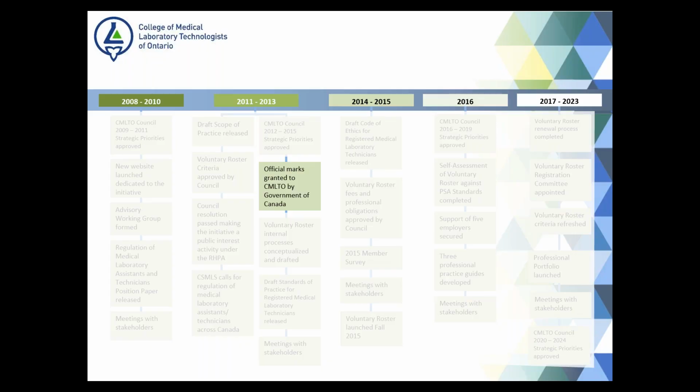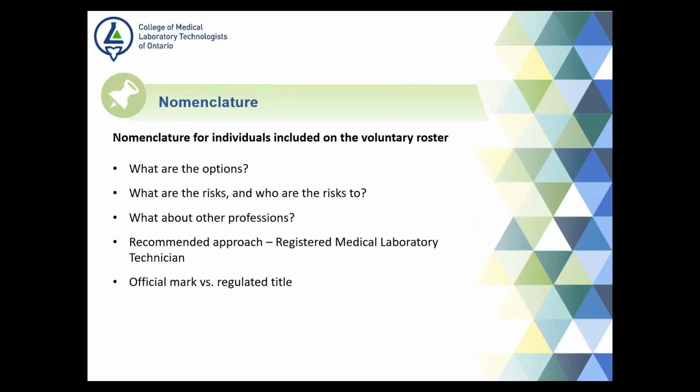So what the college did was it applied to the Government of Canada for official marks to be granted. Some of the questions that were posed at the time are, what are the options? What are the risks of calling folks assistants versus technicians? What was happening in other professions, for example, in the pharmacy profession, where pharmacy assistants and technicians were again used interchangeably, but when pharmacy technicians were regulated, the protected title became pharmacy technician.